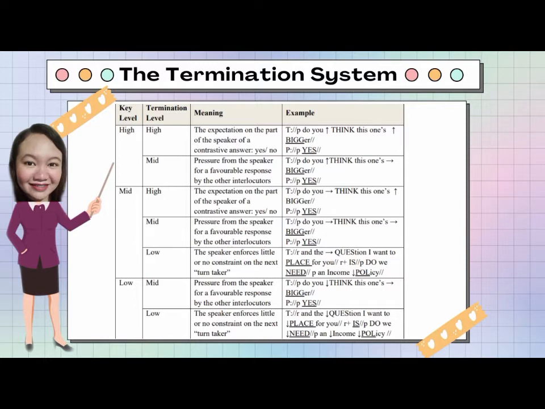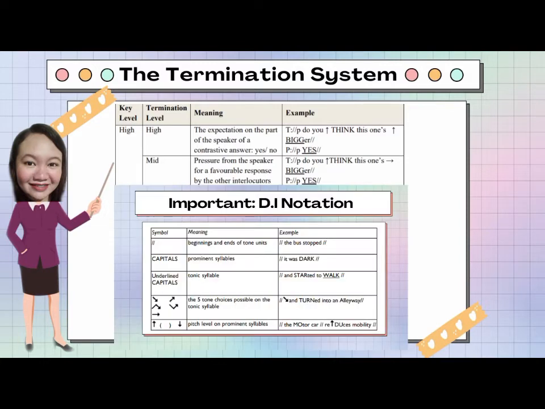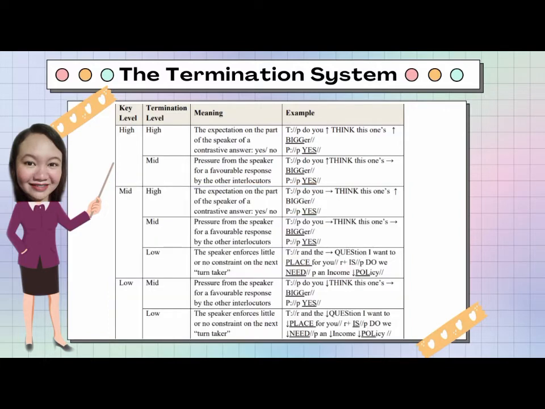For the example sentence, do you think this one's bigger? In this example, it uses a proclaiming tone. The high pitch level, which uses the upward arrow, was used for our prominent syllable, the capitalized word think. The syllable big in the word bigger is our tonic syllable. In our high termination, the hearer's response may be a yes or a no. On the other hand, for our mid termination, the only expected response based on the analysis of the intonation is a yes. For our mid key level, all the terminations are present.